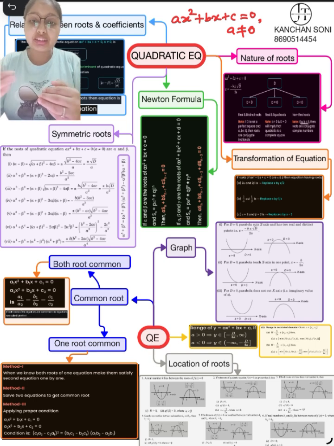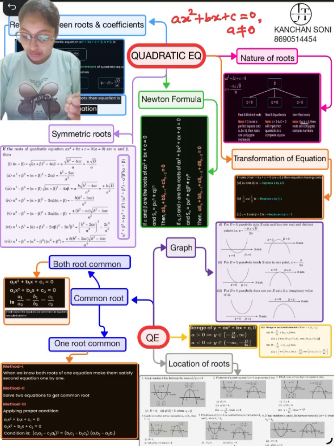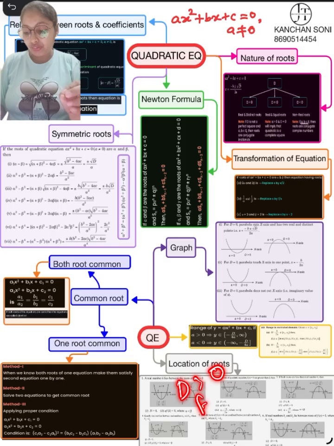Then we have seen the fourth one, that exactly one root lies in between the interval k1, k2. So what will we say? We will say D is greater than 0 and f(k1)·f(k2) is less than 0.